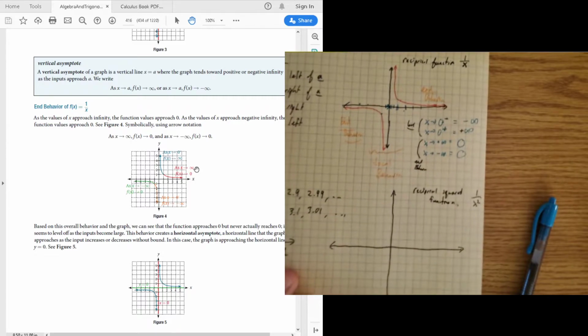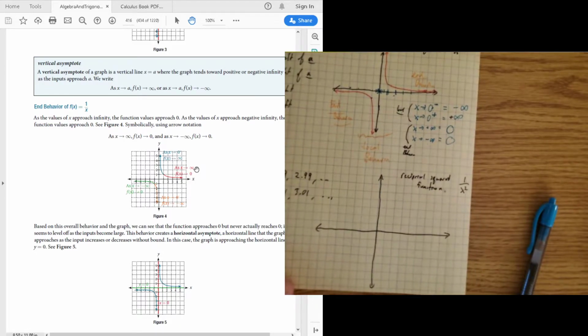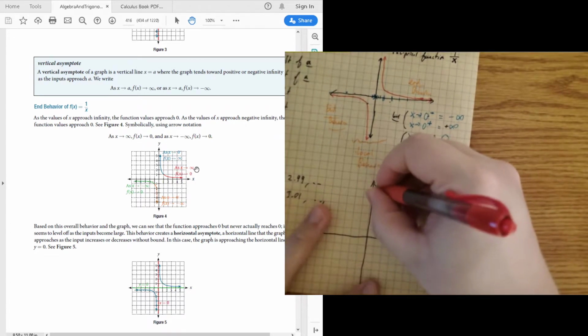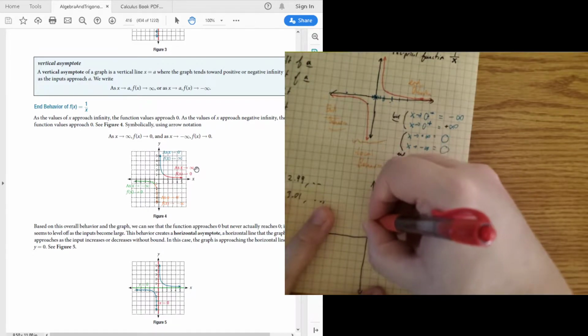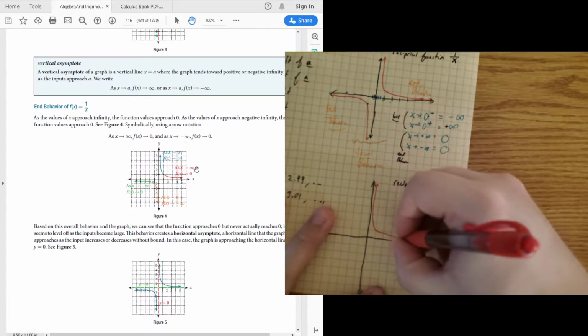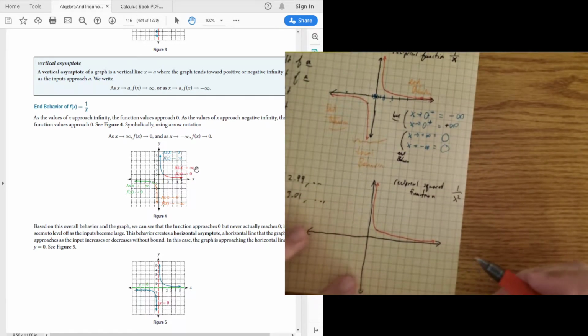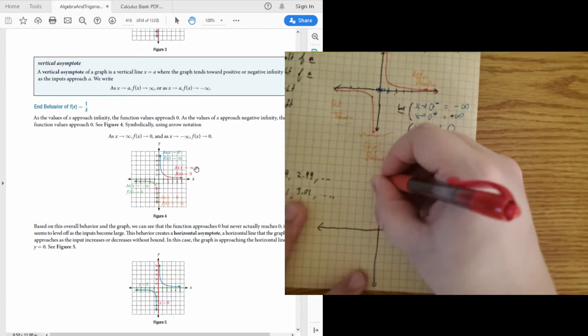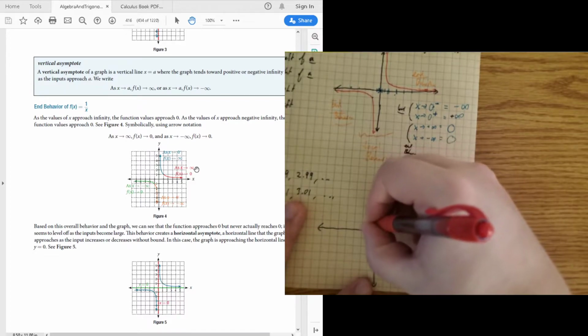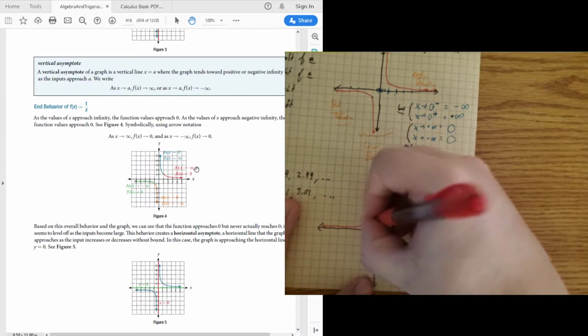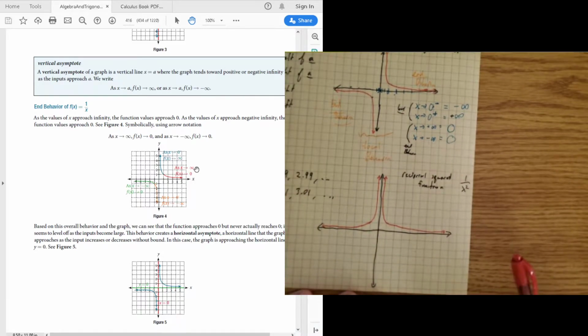All right, let's compare this to the 1 over x squared function. The 1 over x squared function looks like this. To the right of 0, you notice it looks exactly the same, or very similar at least. To the left of 0, it looks different. So this is the reciprocal squared function.